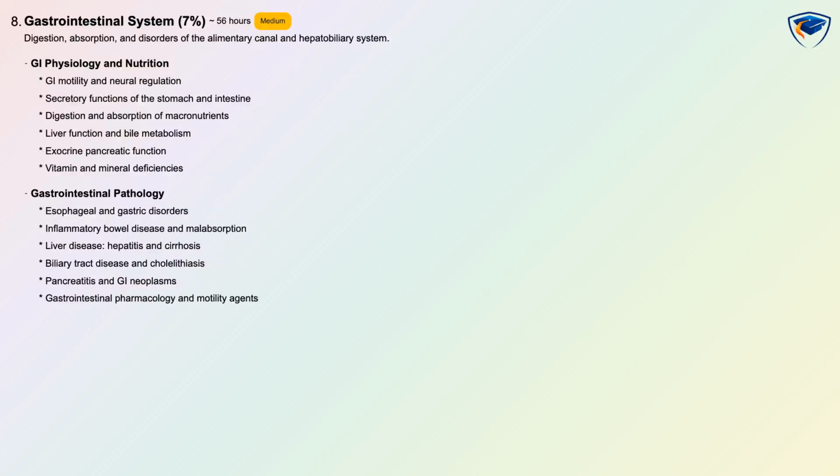Gastrointestinal system is 7%, medium difficulty, and suggests about 56 hours of study with scenario-based assessment. It emphasizes digestion, absorption, liver and biliary function, and disorders of the alimentary tract and hepatobiliary system. Study GI motility and neural control, secretory functions, nutrient digestion and absorption, liver function and bile metabolism, exocrine pancreas, nutritional deficiencies, plus disorders such as esophageal and gastric disease, IBD, liver cirrhosis, biliary disease, pancreatitis and GI neoplasms.